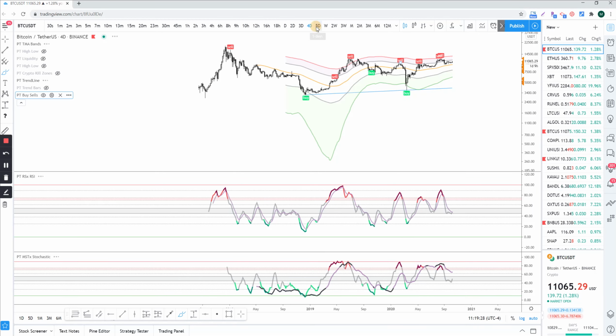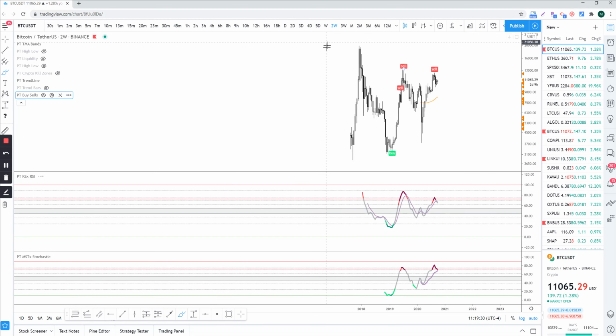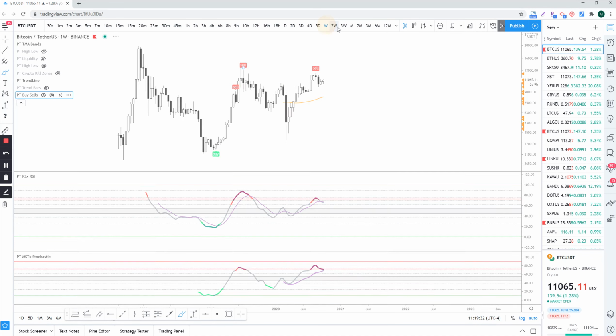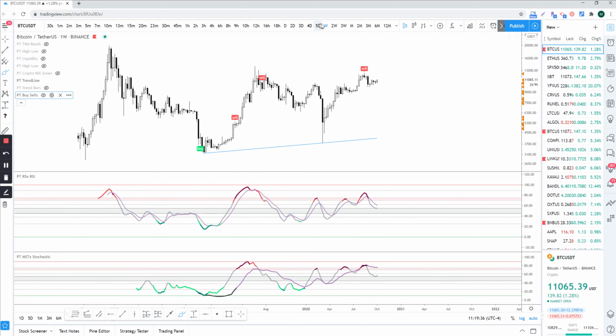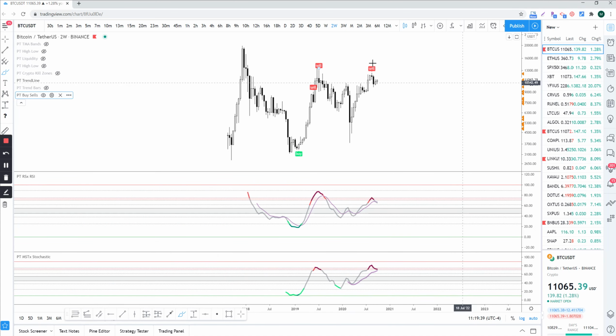I'll get rid of the TMA band. Sorry, guys. I'm not into the weekly. 2 week, yes, it does. But I mean, you're only going to get 2-3 signals depending on how often we exhaust, right? Look, exhaustion down, curled up, retest.